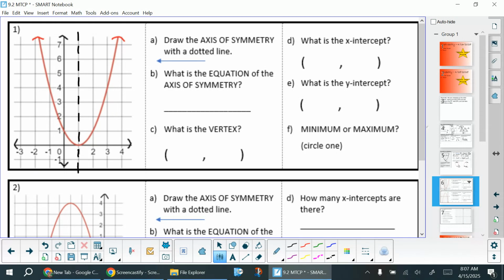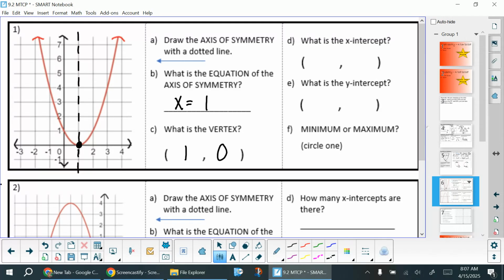Then it's going to ask you what's the equation. It's always an x equals equation because it's a vertical line, and it goes through the x-intercept, which is 1. So I'm going to have x equals 1. Every single point along that line has an x-coordinate of 1. The vertex. It's asking us for the coordinates of that vertex. So right there, that is the point 1, 0.